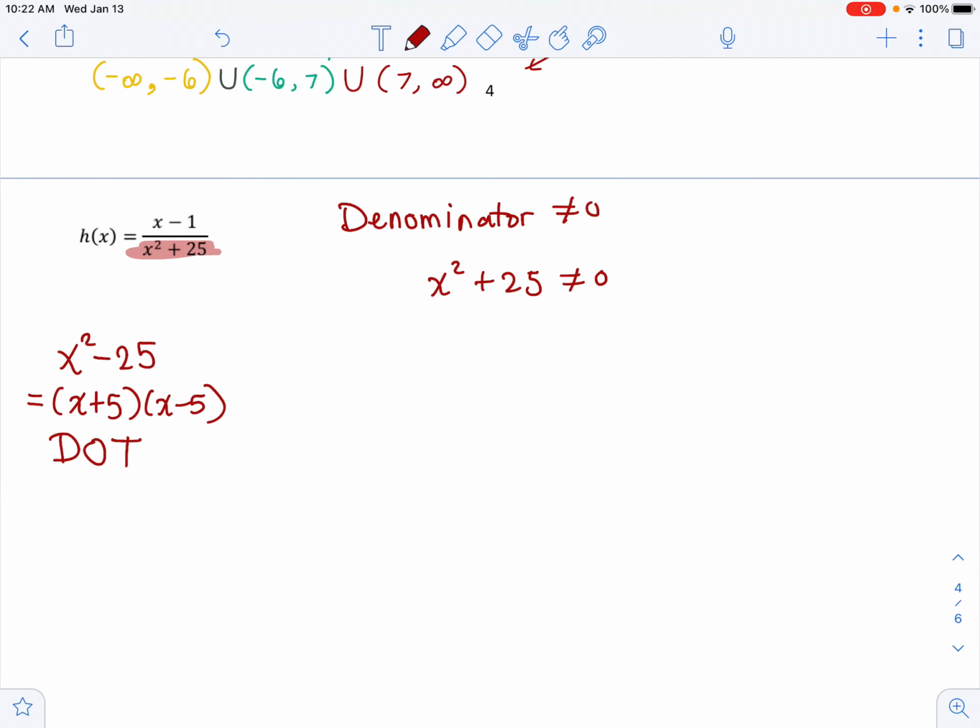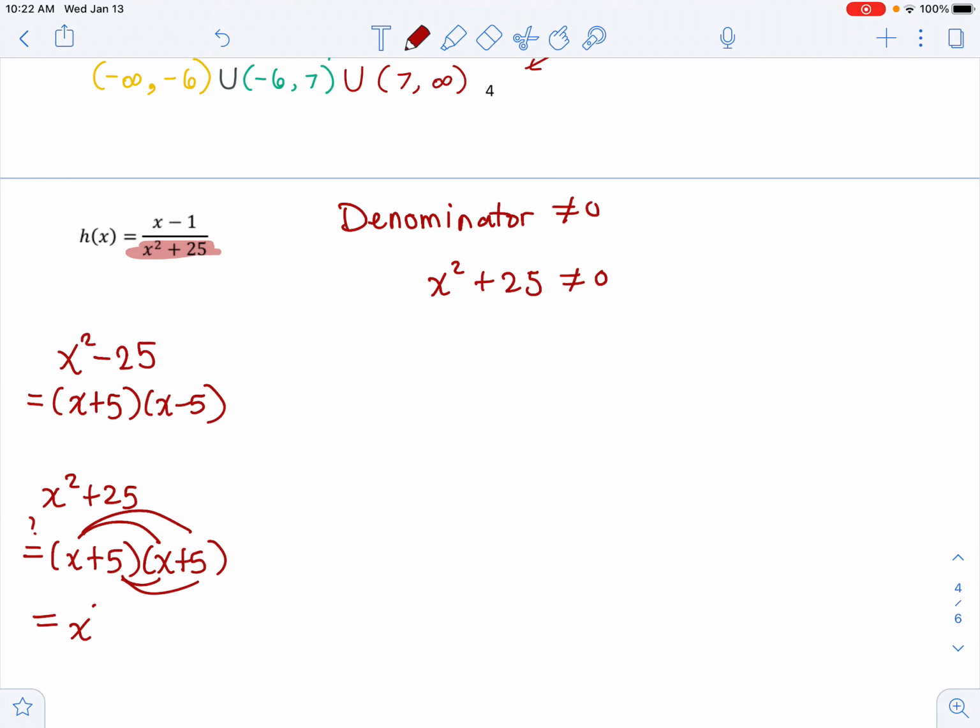But someone may argue, hey, I think this can be factored as x plus 5 and x plus 5. Well, let's see if that's true. If you factor this out, what will happen is that you get x squared plus 5x, I'm foiling guys, plus 5x plus 25. Not only do you have your x squared and the 25, the middle two terms will add up to 10x. So they're not the same. So this is not actually factorable using real numbers.